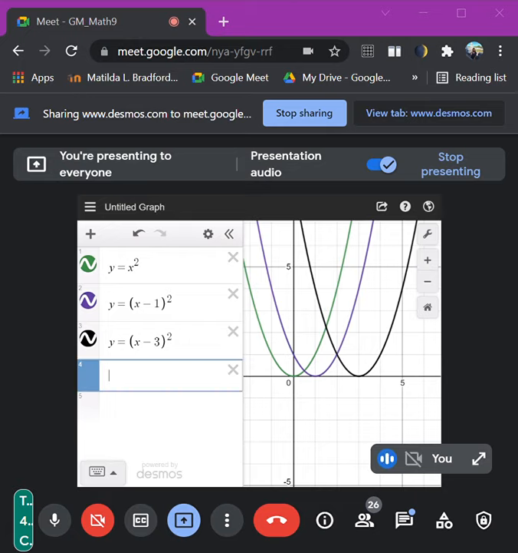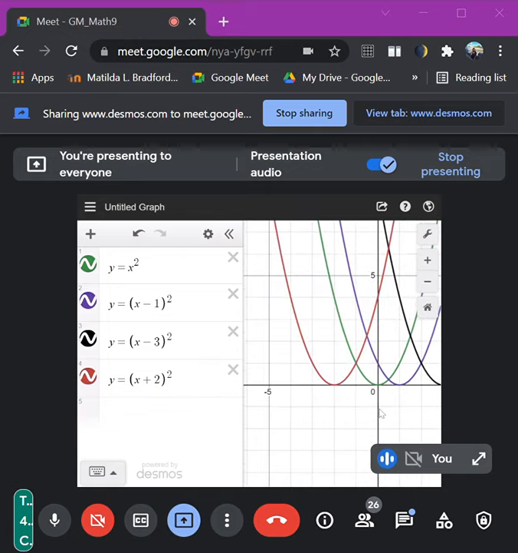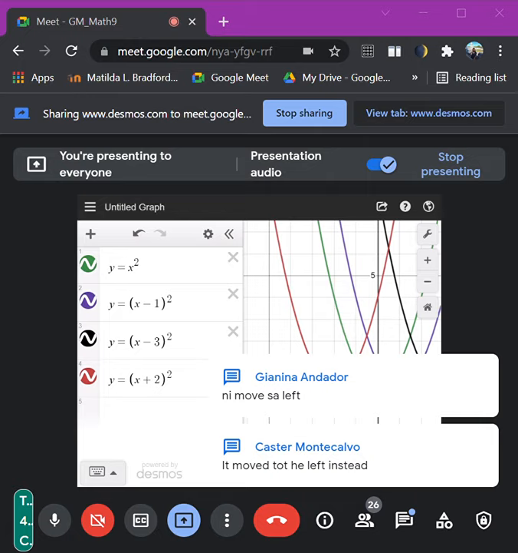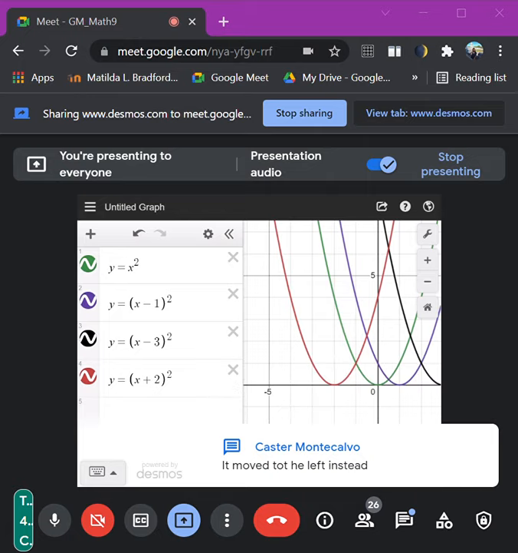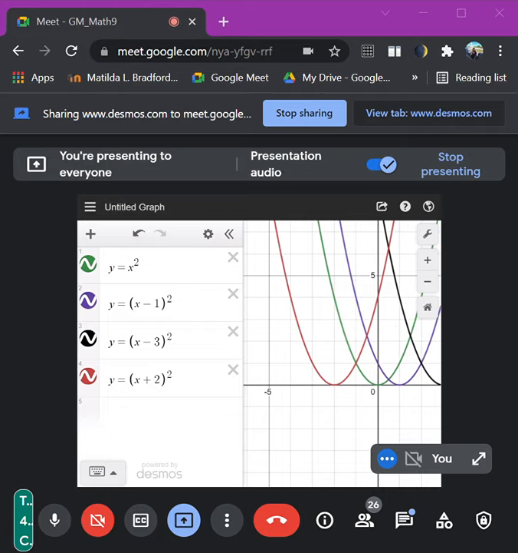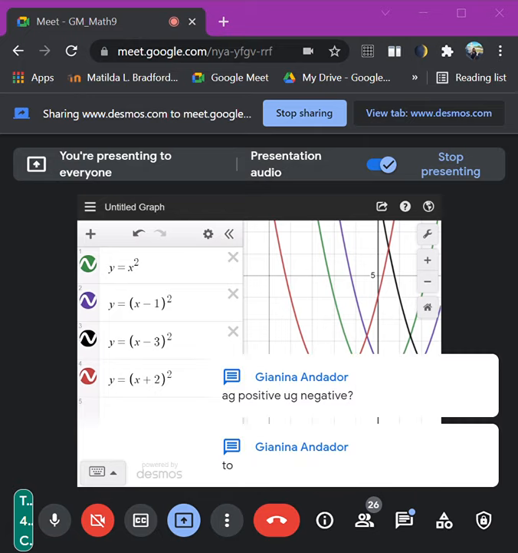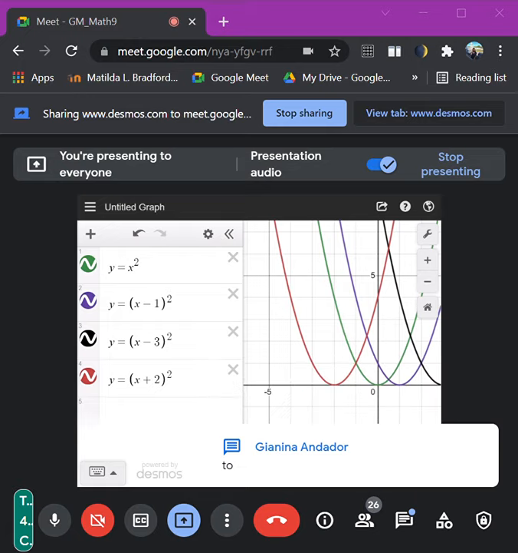Okay, now let's go to our next given. We have y is equal to the quantity x plus 2 and then squared. So what happens to the graph, class? It moves left. Okay, it is left, because what is the value of h here, class? What is the value of our h? Positive 2 or negative 2? As I said last time, that is negative 2.